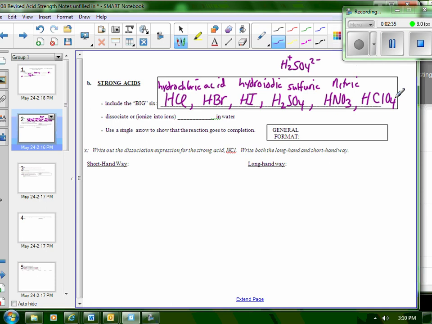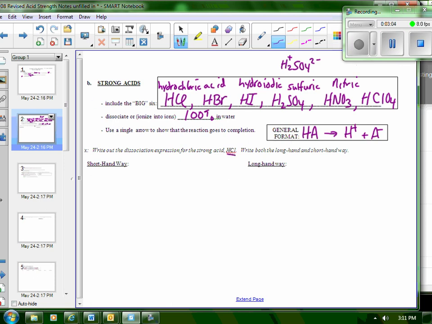What makes them strong is that they dissociate, or break apart into ions, 100% in water. They totally break apart. The way that we show that, if we were going to write out a general formula, is HA, which might represent any of these acids up here. It's got the hydrogen, and then it's bonded to A. And we show that it's going to break up totally into H plus and A minus. So, we're going to practice that.